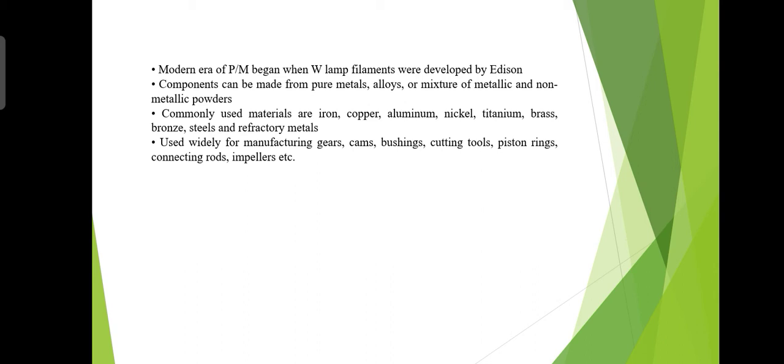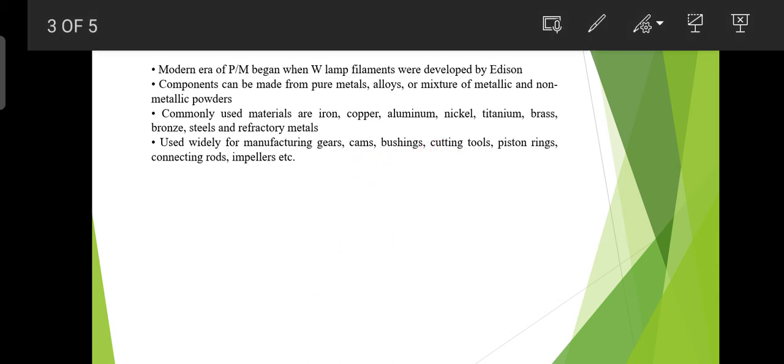So use wisely for manufacturing gears, cams, and gear. You know very well what is the function of the gears. It is used for transmission of power from one end to another end. And cam followers are used. If we are talking about an IC engine, then the application is input and output valves opening and closing with the help of the cams and followers, and bushings, cutting tools, piston rings, connecting rods, implants, etc. All these products have been made by the powder metallurgy process.